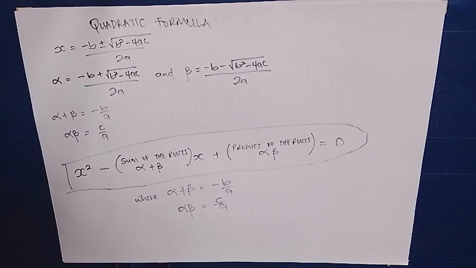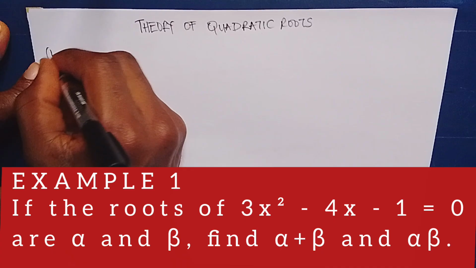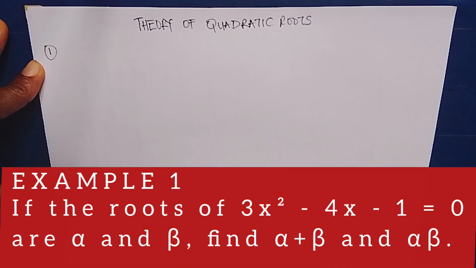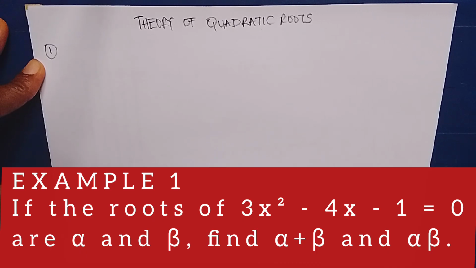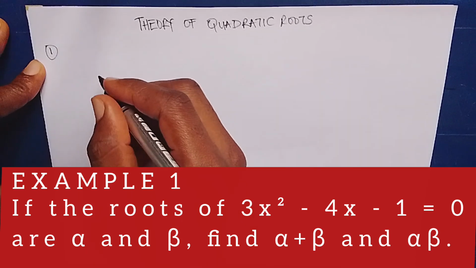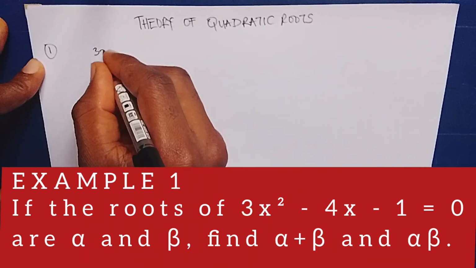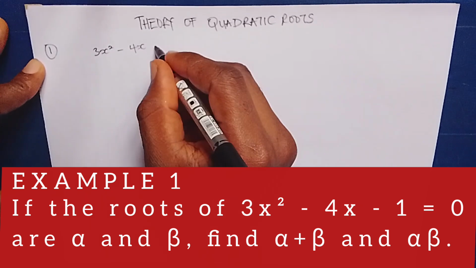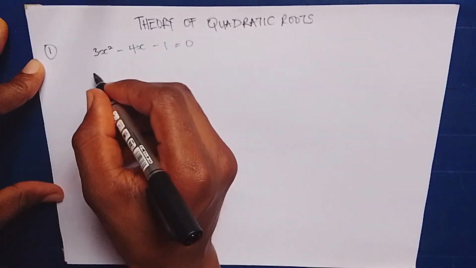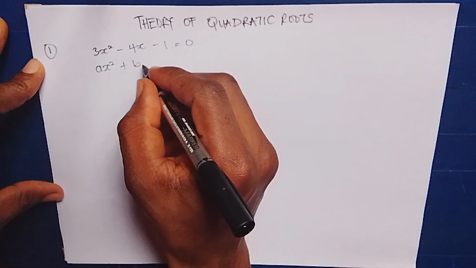Now let's work on some examples. Example number 1: we are given that the roots of 3x squared minus 4x minus 1 equal to 0 are alpha and beta. Find alpha plus beta and alpha beta. Now, using what we've already worked on, 3x squared minus 4x minus 1 equals to 0. Now, let's compare that with the standard form of quadratic equation.